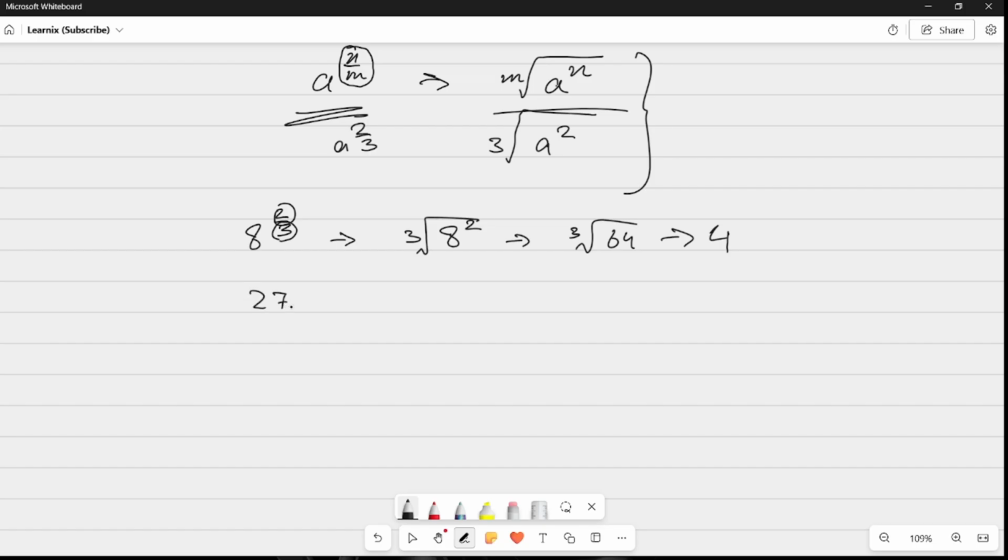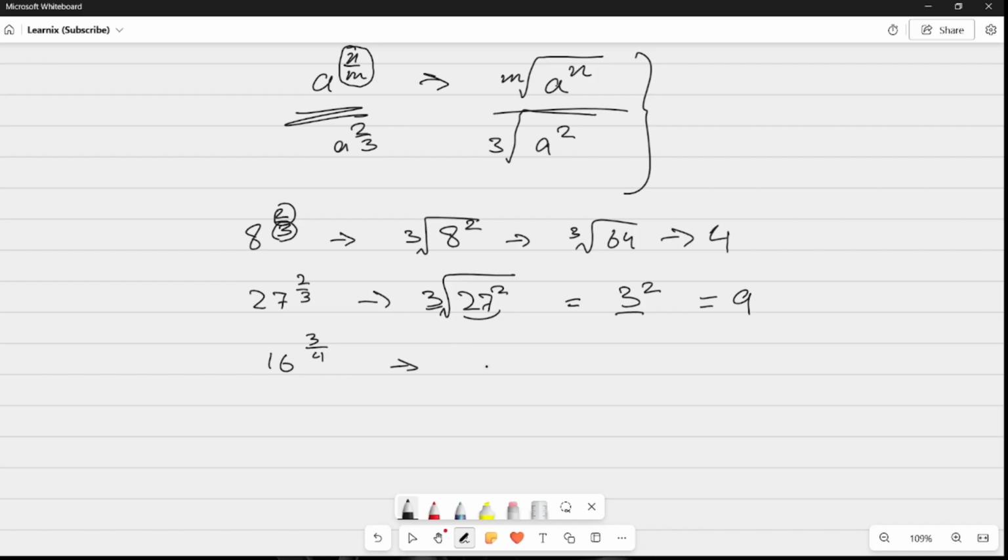Now let's say we have 27 to the power of 2 over 3. Okay, let's just do that. This is going to be the same thing, 27 to the power of 2, cube root. And what this will give us basically is 3 squared, because the cube root of 27 is equal to 3, so 3 squared equals 9. You can do this in the calculator, by the way. It's not important that you know these by heart.